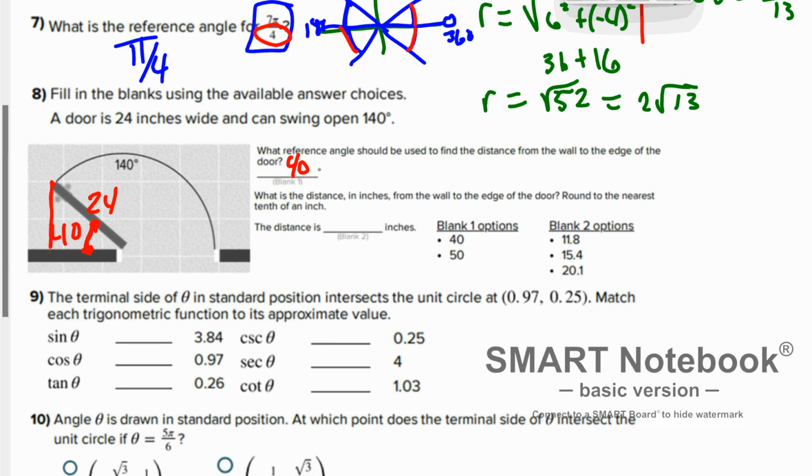Now I can create my triangle right here. And this is a right triangle, right? So I have 40 degrees there. And then what I want to do is just find the distance in inches from the wall.